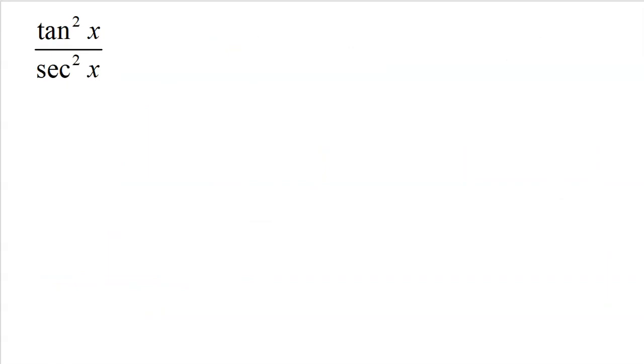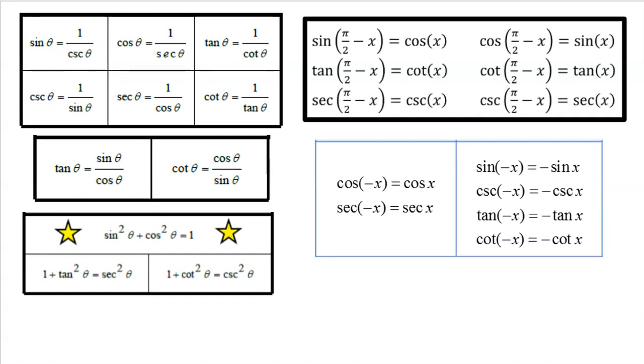All right, here's another one. Tangent squared x divided by secant squared. Oh boy, what do I do? I don't know. I mean, I see squares. So I guess I can go to the Pythagorean identities. Okay, well, check this out. Wait a minute, right? Tangent squared, we just talked about this, is secant squared minus 1.